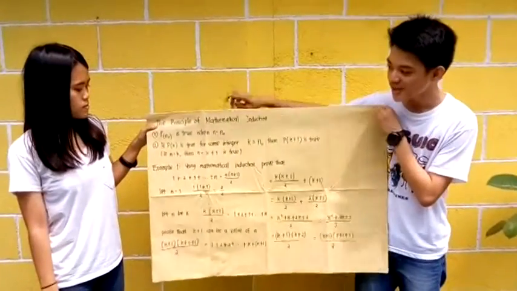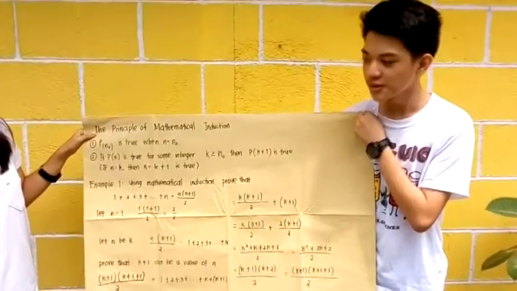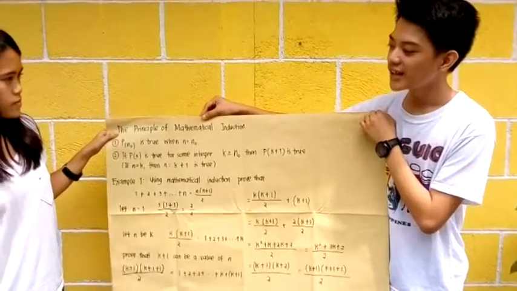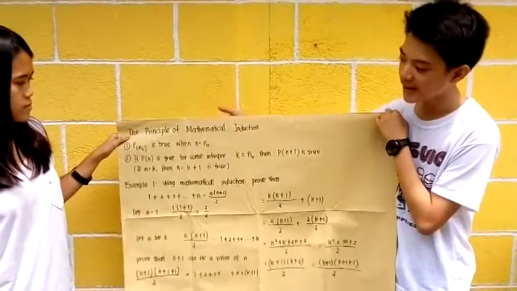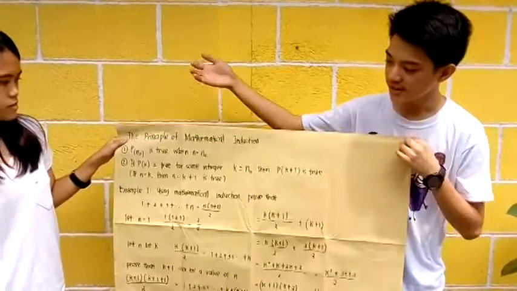So, the principles of mathematical induction. First rule, P sub n sub 0 is true when n is equal to n sub 0. So this rule always applies.